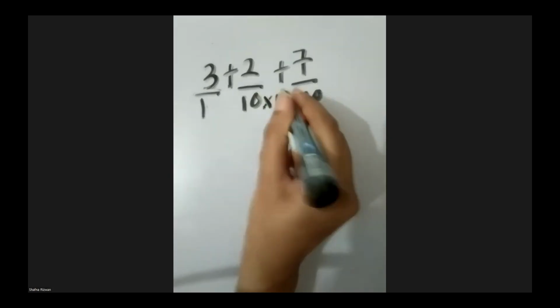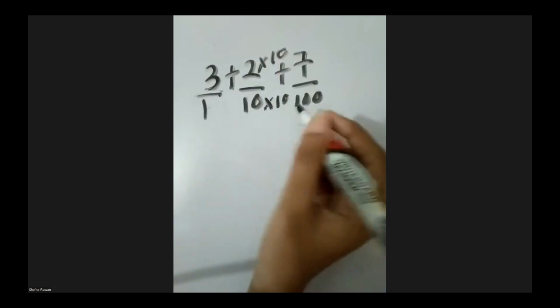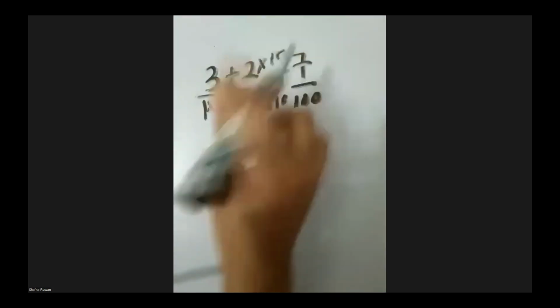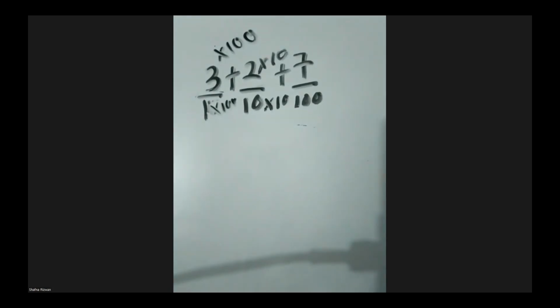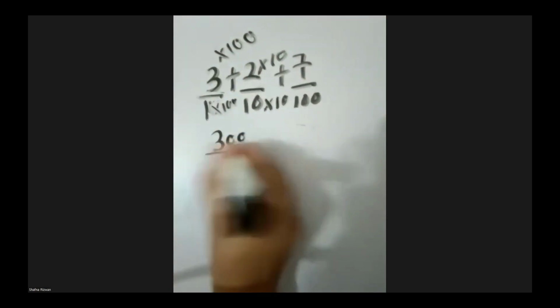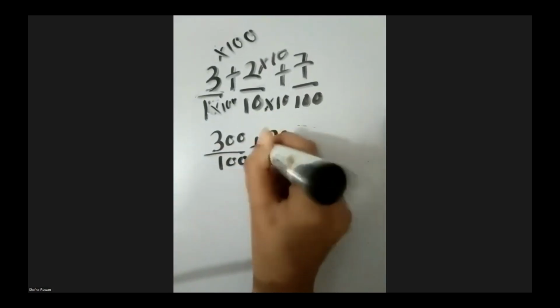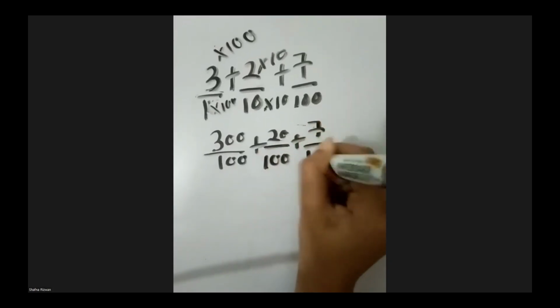Multiply this by 10. Also, this by 10. Okay, then you will get 100. This one, multiply this by how much? 100. Okay, multiply this by 100 and multiply this by also 100, then you all can get the answer. Then 3 into hundreds are 300 over 100 plus 2 into tens are how much? 20. 10 into tens are 100 plus 7 over 100.